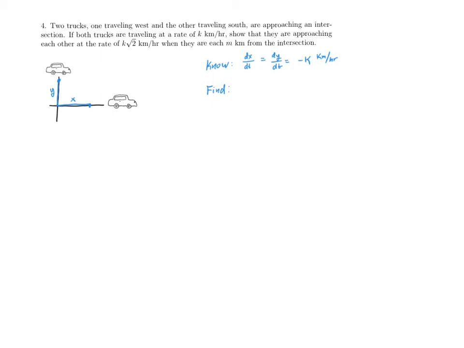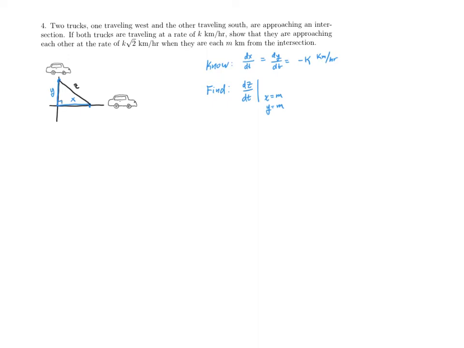So if those blue dots represent the positions of the cars, we could connect those dots and say z represents the distance between them. And what we want to determine is what is the rate of change of that distance between them precisely when they are both m kilometers from the intersection. So that would be when x is m and y is m. So now we have our generic setup: a picture, what we know, and what we would like to find.